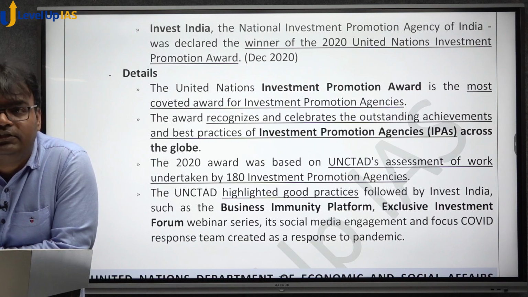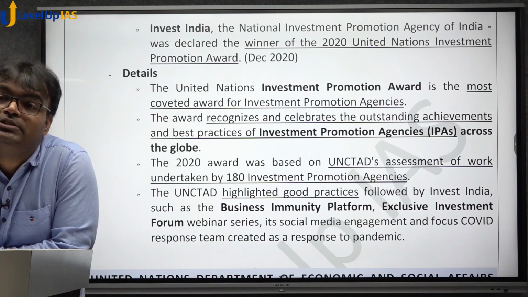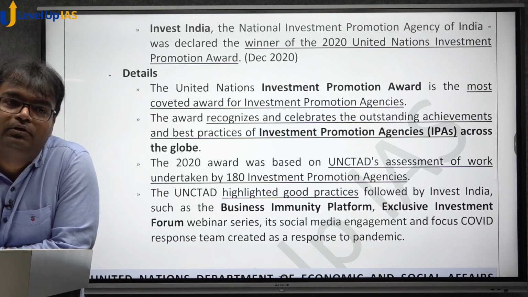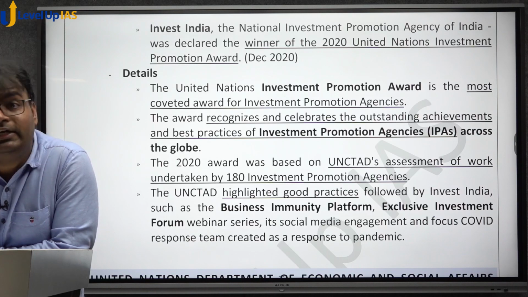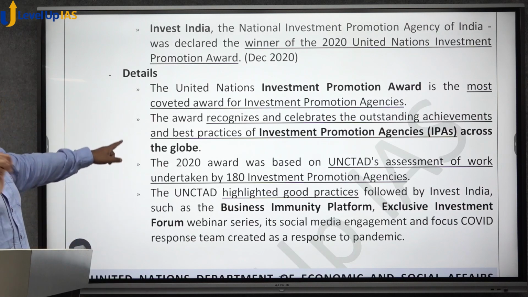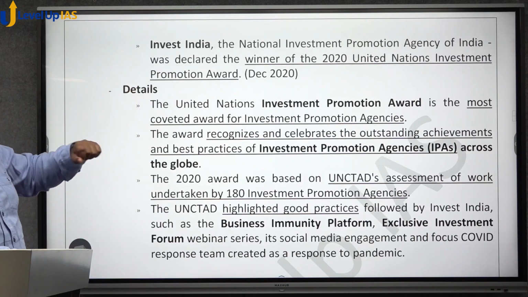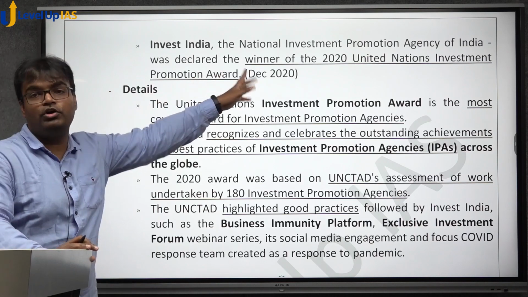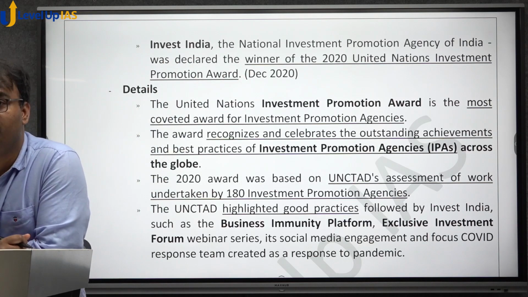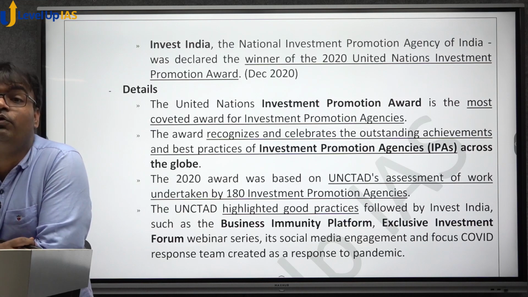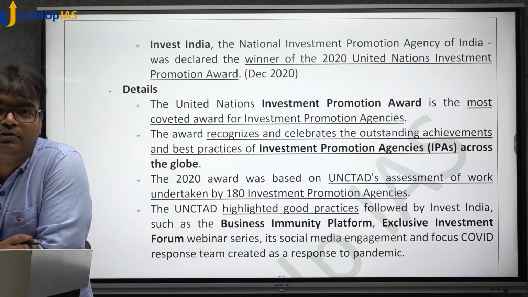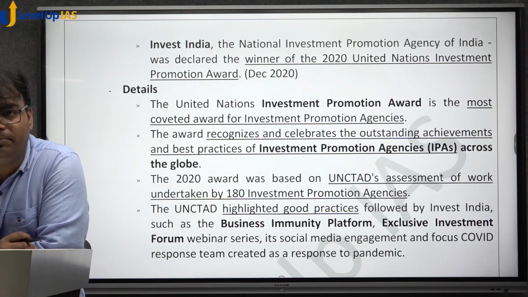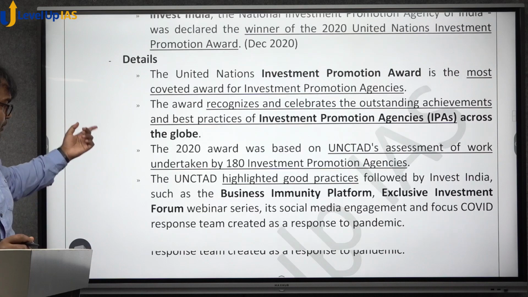In India, Invest India is that body which is working towards promotion of investment. By improving ease of doing business and other mechanisms, it is promoting investment in India. So this year this award by UNCTAD has been given to this Indian body. It analyzed the functioning of 180 different bodies all across the world, and Invest India has been given this award. National Investment Promotion Agency of India is the winner of 2020 United Nations Investment Promotion Award. And who administers the United Nations Investment Promotion Award? UNCTAD administers it. Fine, this is something that happened in December 2020.